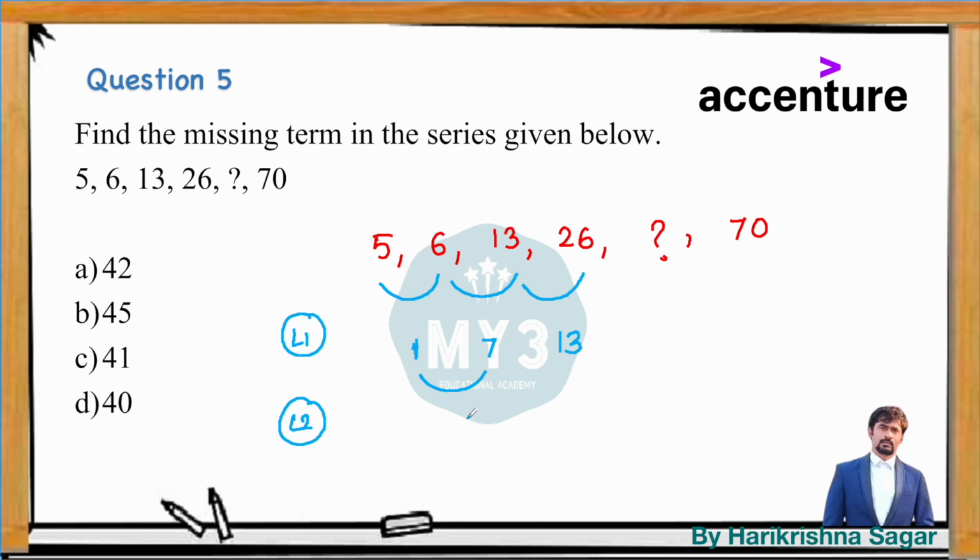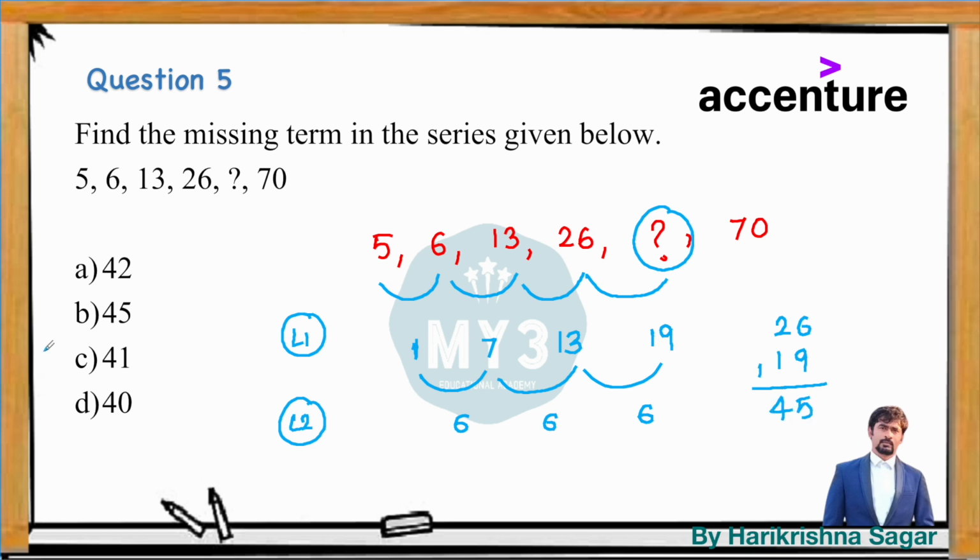1 to 7, there is a difference of 6. 7 to 13, there is a difference of 6. So now the next difference will definitely be 6. If the next difference is 6, 13 plus 6 should be 19. If this is 19, the question mark value should be 26 plus 19, which gives a result of 45. So mark the answer choice as option B here.